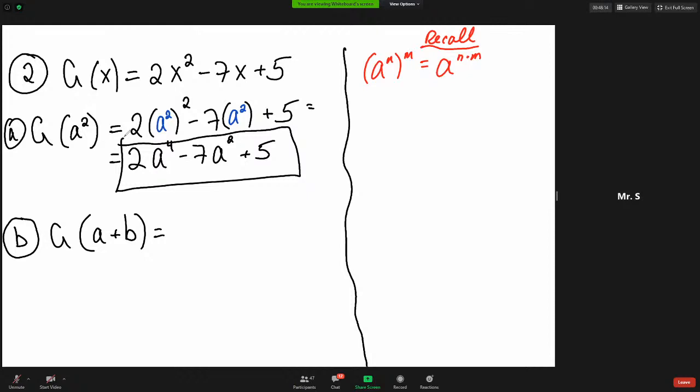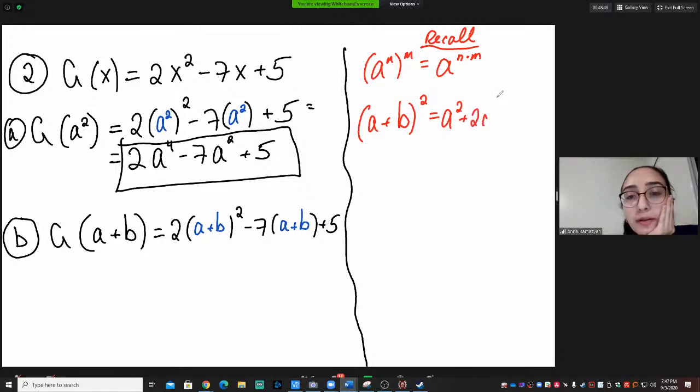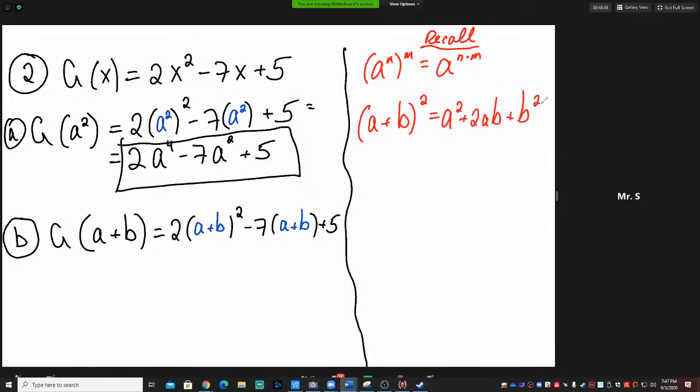For part B, it's similar. We still have our 2 times the input squared, minus 7 times the input, plus 5. So it's the same function, but our input here is a binomial, 2 terms, a plus b. Here we have another property we want to remember, called binomial squared. What does a plus b squared give us? It's a squared plus 2ab plus b squared. That's good.